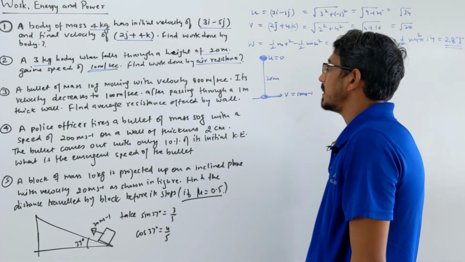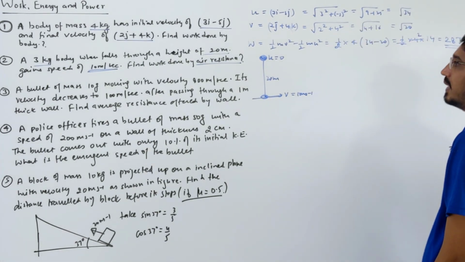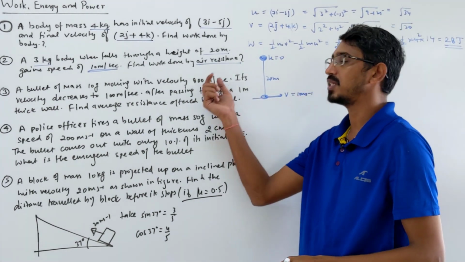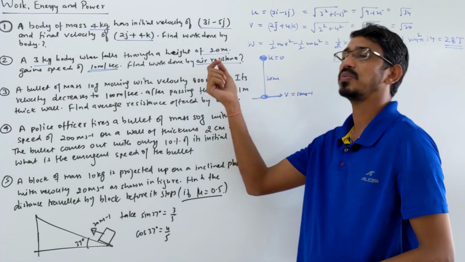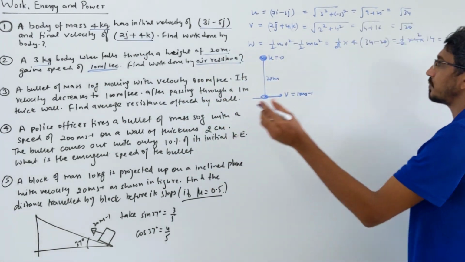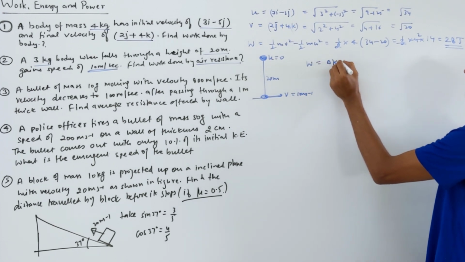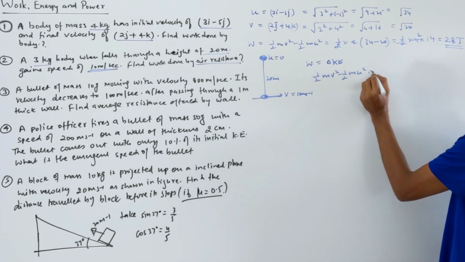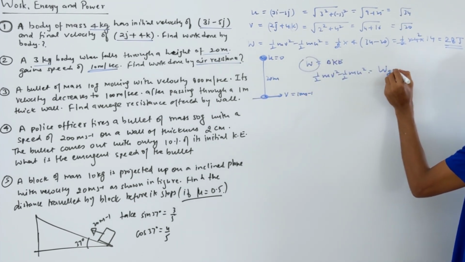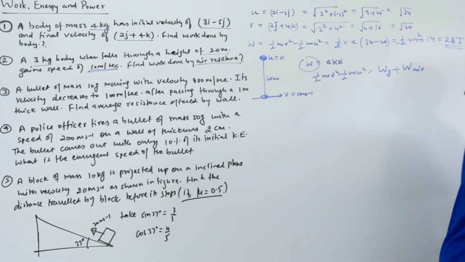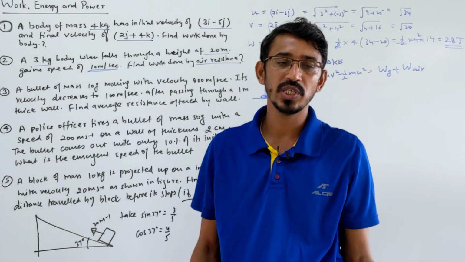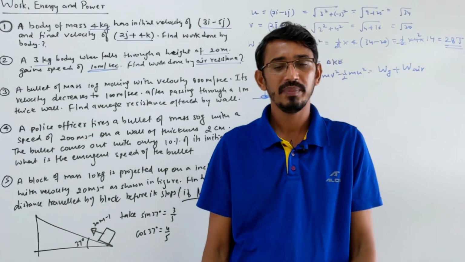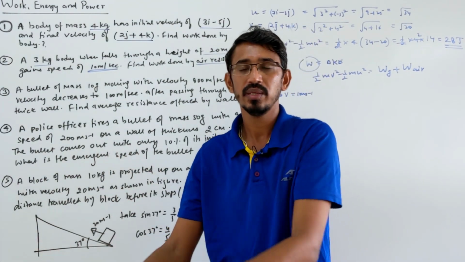So they are asking what is the work done by air resistance. The kinetic energy changing from this value to that value is doing work against two things: one is air resistance, and one is gravity. When there is no air resistance, work is done only against gravity. So work done is equal to the change in kinetic energy, which is half m v square minus half m u square. This work is done against gravity plus air resistance. When there is no air resistance, the change in kinetic energy is simply equal to the gain in potential energy.